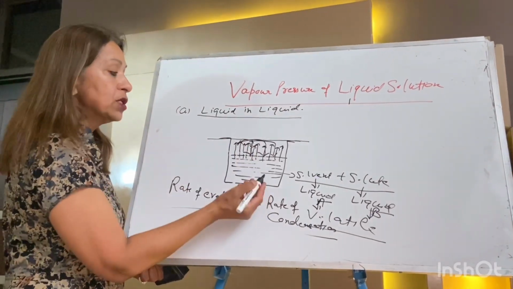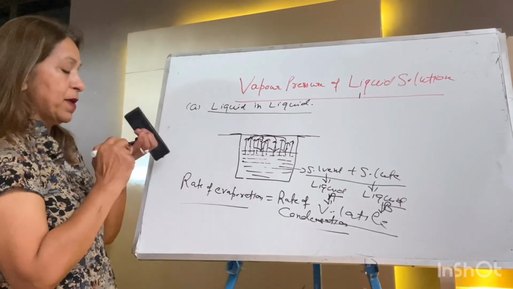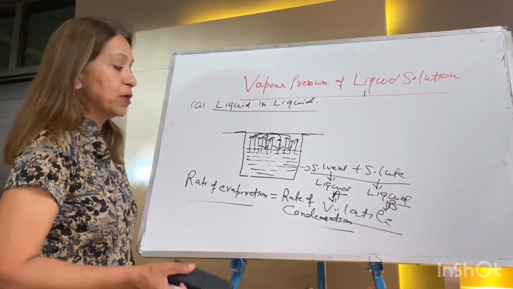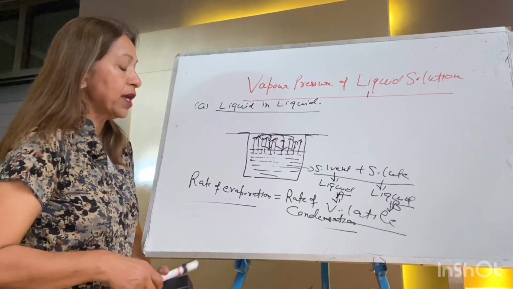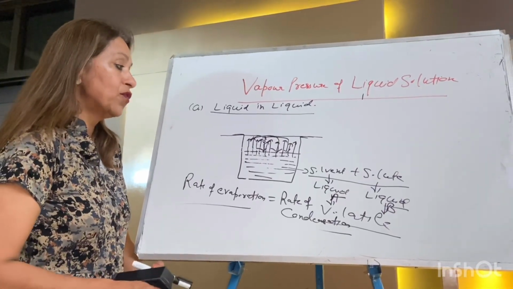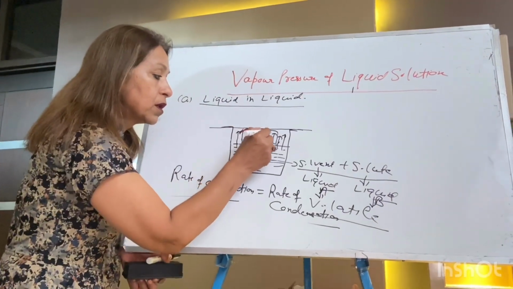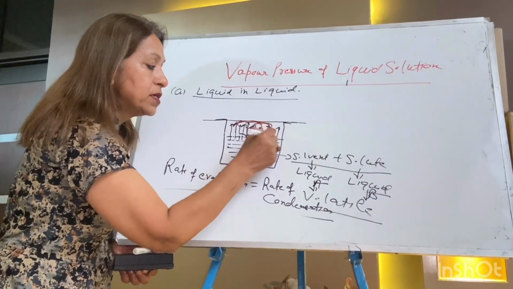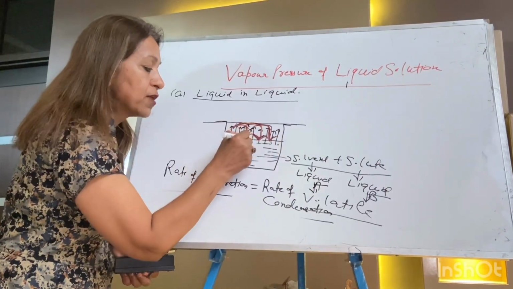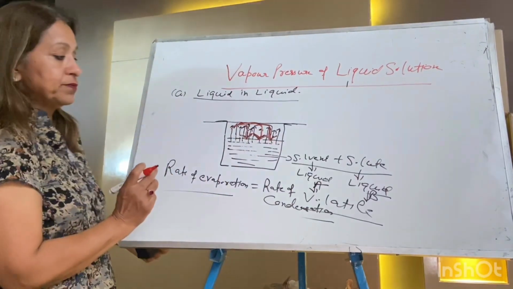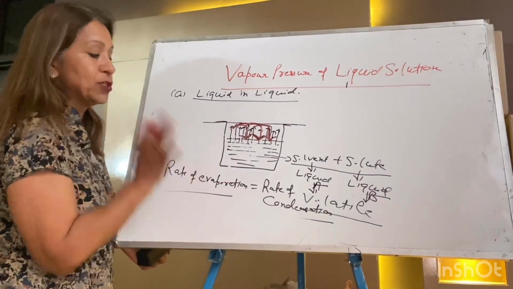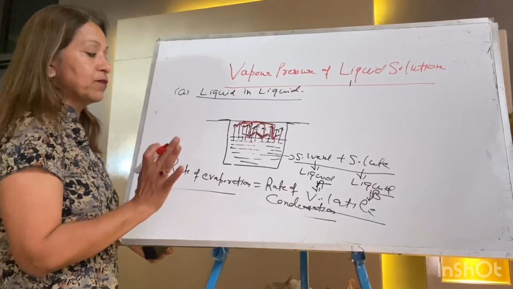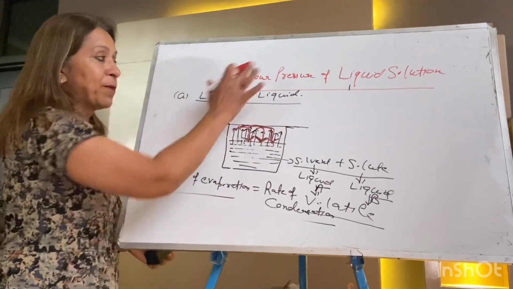So what is vapor pressure? It is a pressure exerted by vapor. Write down the statement: vapor pressure is the pressure exerted by the vapors over the liquid surface at equilibrium. This is vapor pressure. Vapor pressure always comes when there is an equilibrium stage. This is all about the introduction of vapor pressure.